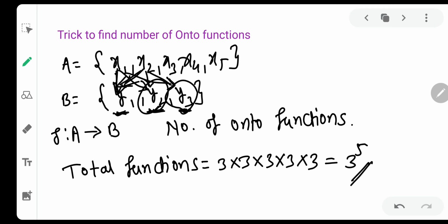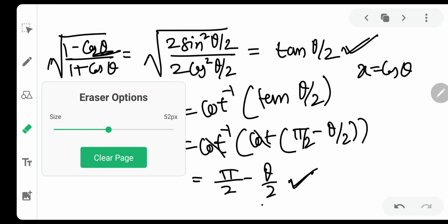Sometimes it may happen like this, that x1 is mapped to y1, x2 is mapped to y2, and x3 is mapped to y3, and x4 and x5 are both mapped to y2. Now over here, all the elements from B were mapped to some element in A. Hence, that can be called an onto function. It means that there should be a trick to calculate the number of onto functions. How do we do that? So let me first explain the trick.